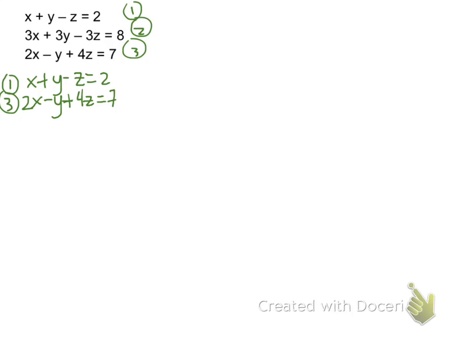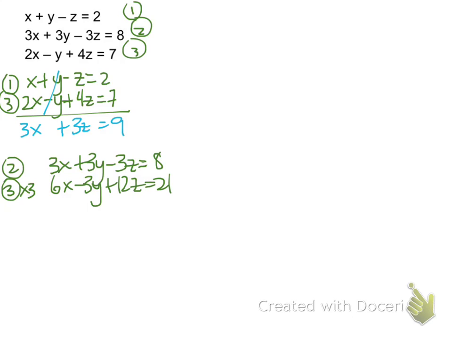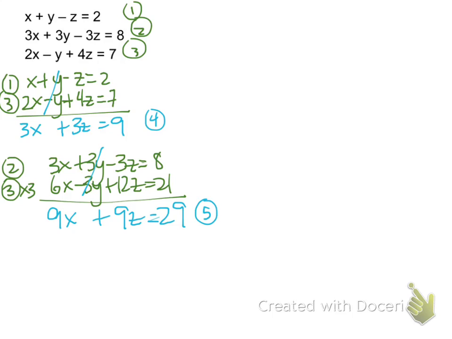So if I write both of those equations down and then add them together, my y's eliminate, and I get 3x plus 3z equals 9. And again, I could do various things. I chose to take equation 2 again, and I'm going to multiply the third equation by a positive 3, and again, my y's will eliminate, and I'm going to get 9x plus 9z equals 29. And again, I'm going to number these equations 4 and 5.